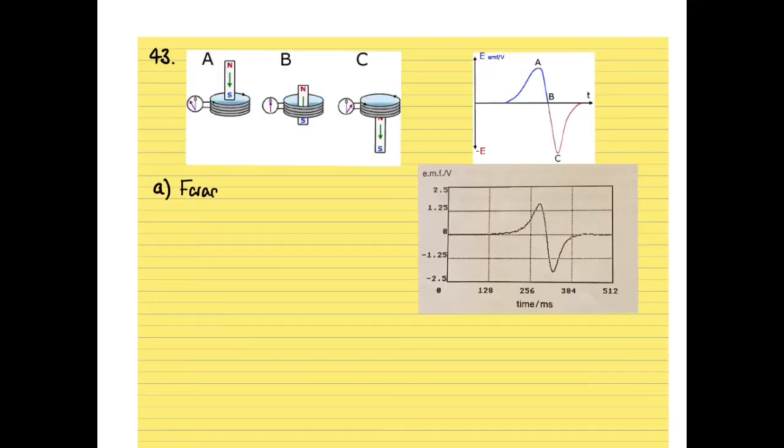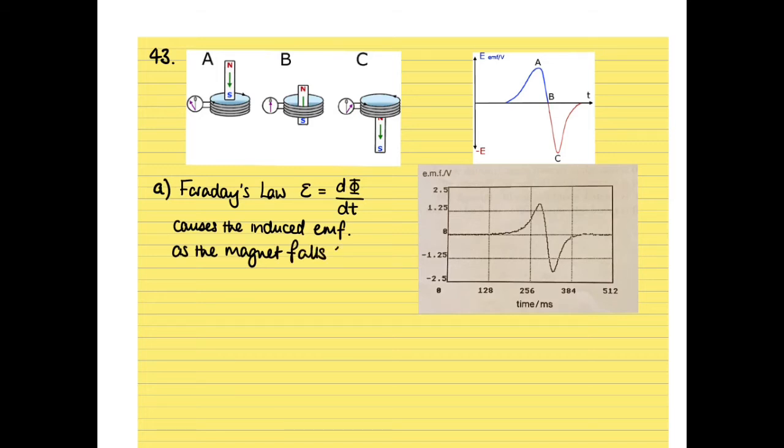Question 43 is an excellent question, and it's very commonly used by the English exam boards, where you drop the magnet through a coil and we produce this classic EMF graph. It's just Faraday's law and Lenz's law in action, and you have an accelerating magnet.